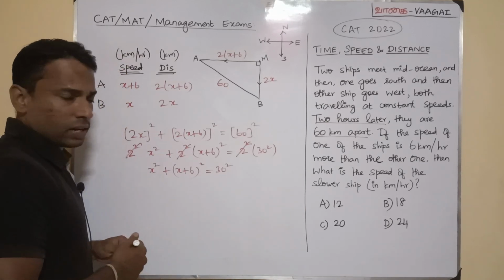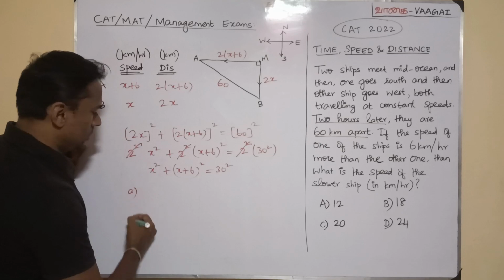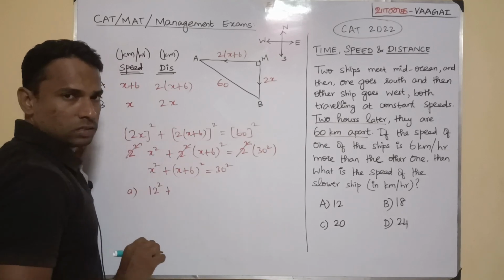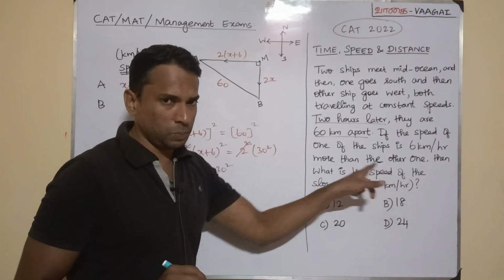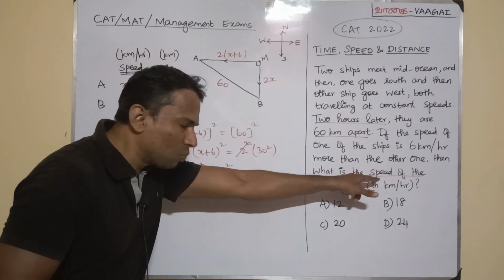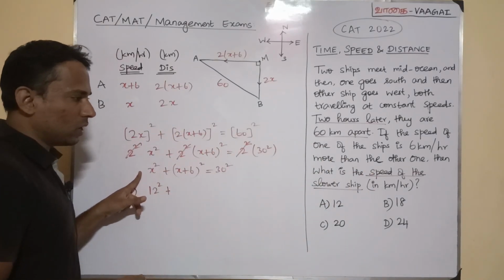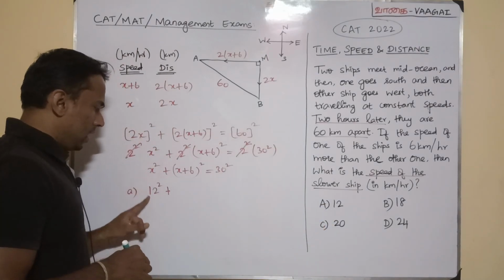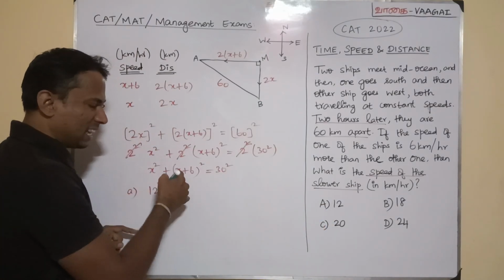Option A says 12, right? So according to option A, this has to be 12. So 12 square plus x plus 6. Why? Because the speed of the slower ship is what they're asking, and according to our assumption, the speed of the slower ship is what we are taking as x. So that's why I'm taking x as option A, which is mentioned as 12. So x is 12.